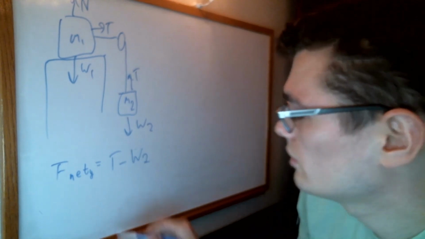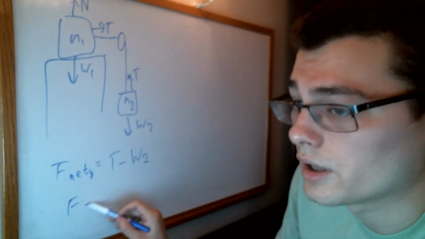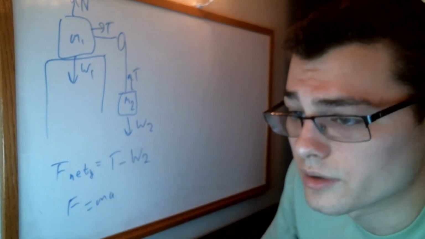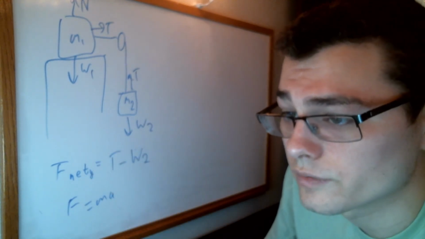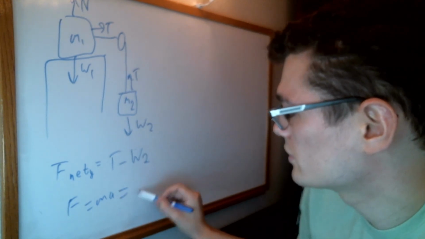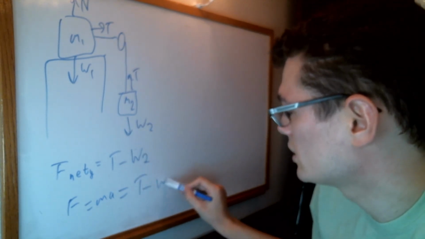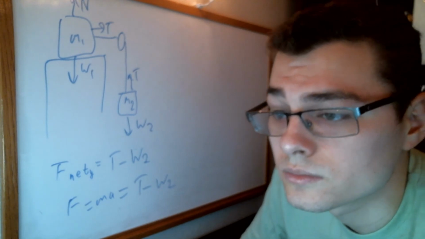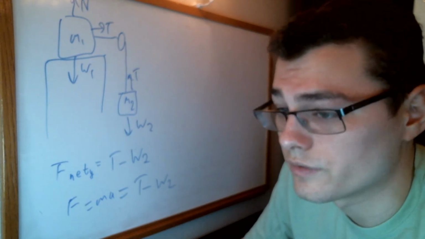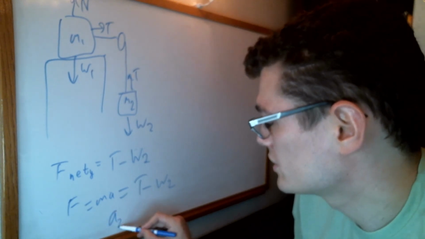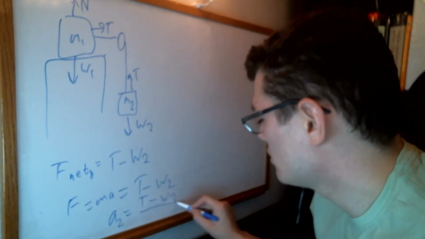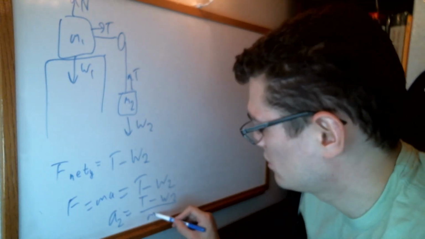And then we know that F equals MA, and then we can substitute in the stuff here for this part. So MA is going to be equal to T minus W2. And so then we just need to solve this for A. So this is A2 is equal to T minus W2 all over M2.